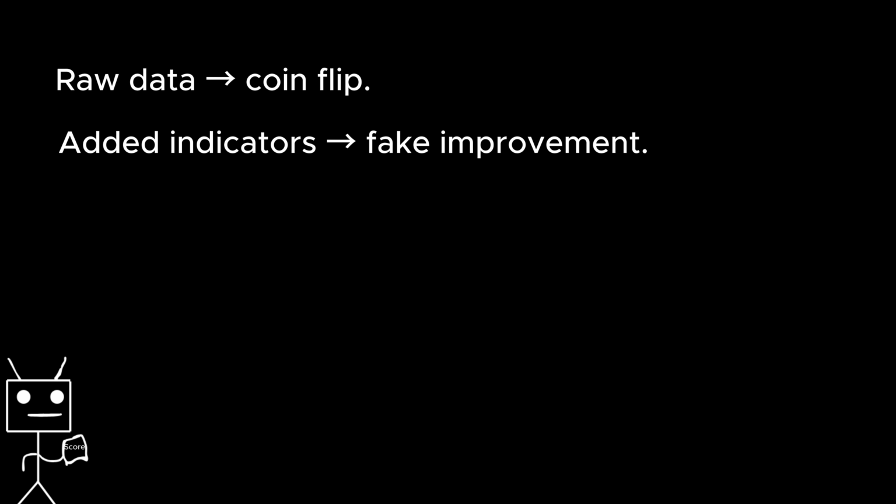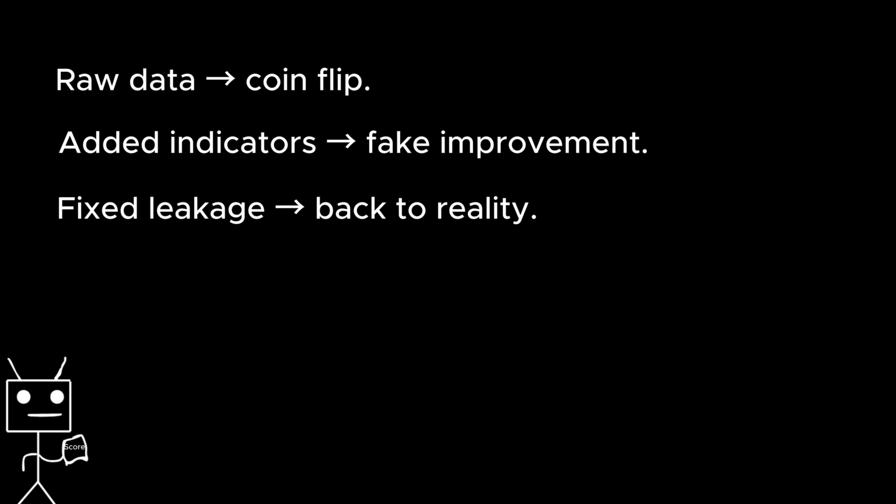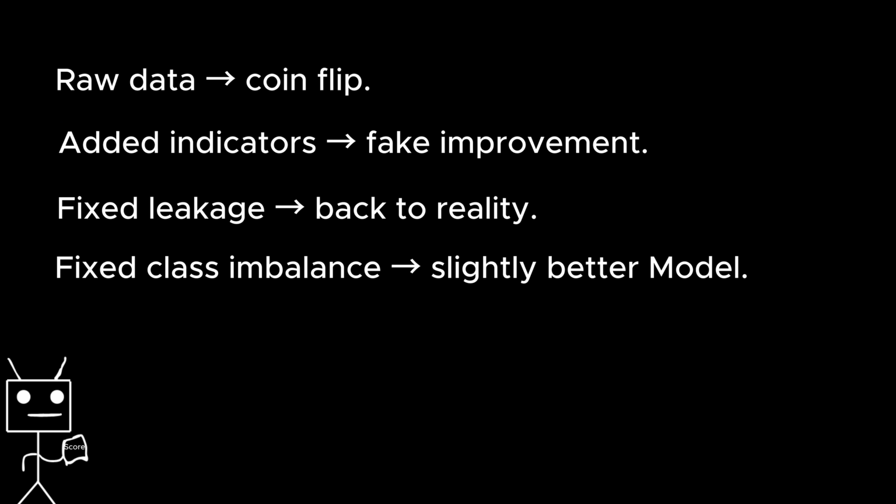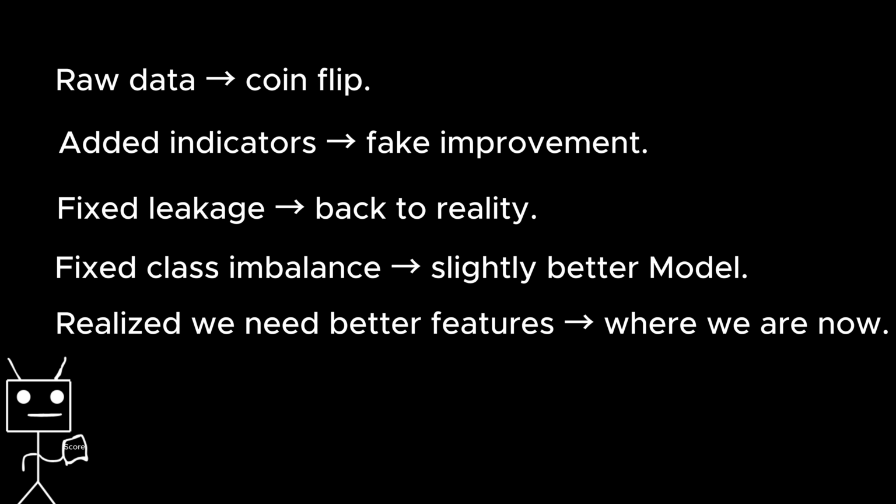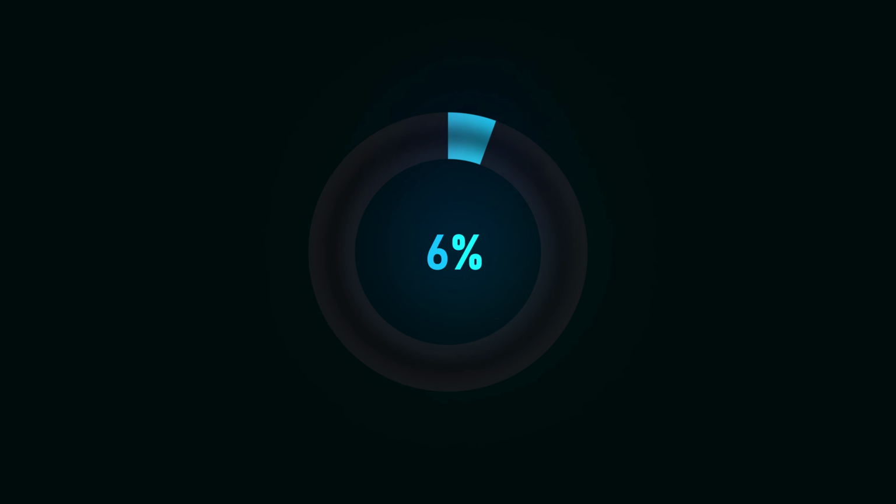So here's the honest scoreboard so far. First, we had raw data, which gave us a coin flip. We added indicators, which faked our improvement. We fixed that leakage, and we were back to reality. We fixed our class imbalance, a slightly better model. Finally, we realized we needed better features. That's where we are now. This is still very much a work in progress.